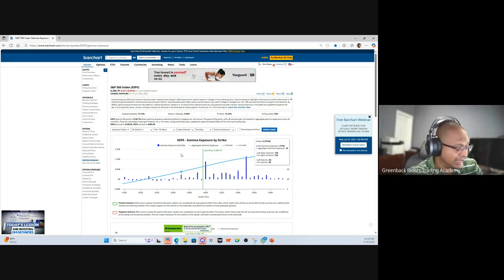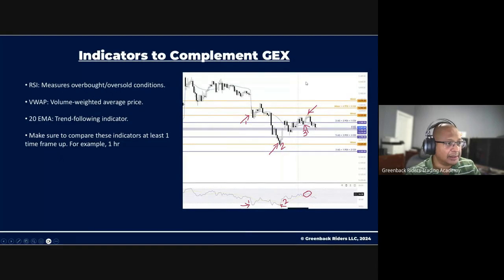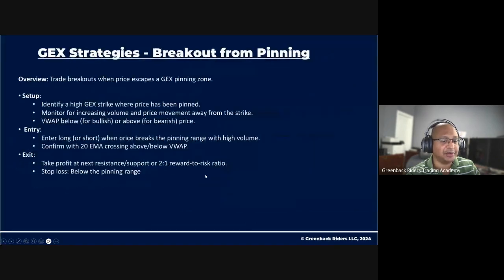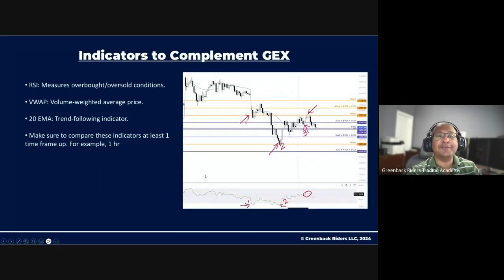Make sense? Next, we will get into the indicators to complement strategies, and then we will look at the different GEX strategies that we have. But I really have to leave for the airport today, so I will keep it here for now, and we will continue again next Saturday at the same time. Make sense?